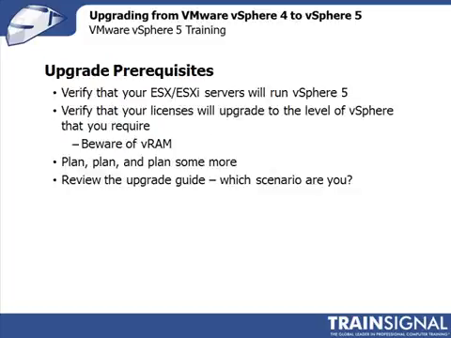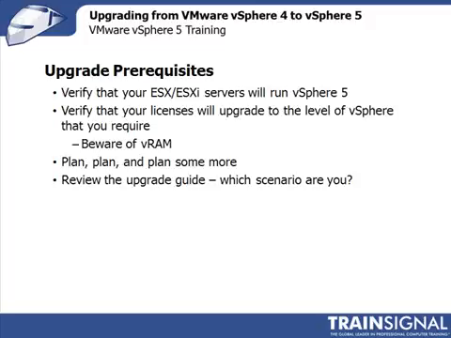All right, so first let's talk about the upgrade prerequisites. What do I need to pay attention to? What's going on? How are things going to play out, right? So you want to verify that your host, your ESX, ESXi servers today, meets the hardware compatibility list. So you want to check the current hardware that you have against the VMware hardware compatibility list to make sure that you can run vSphere 5. Again, vSphere 5 is a 64-bit only installation, so just keep that in mind.